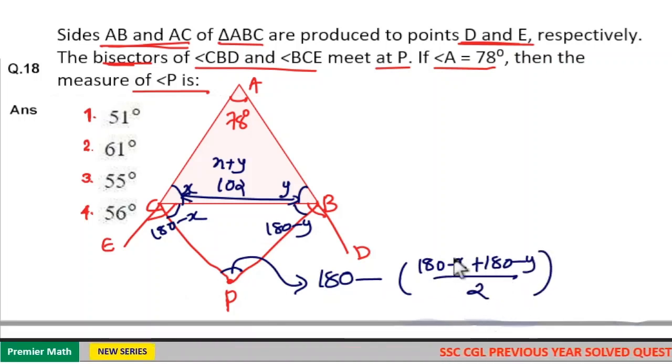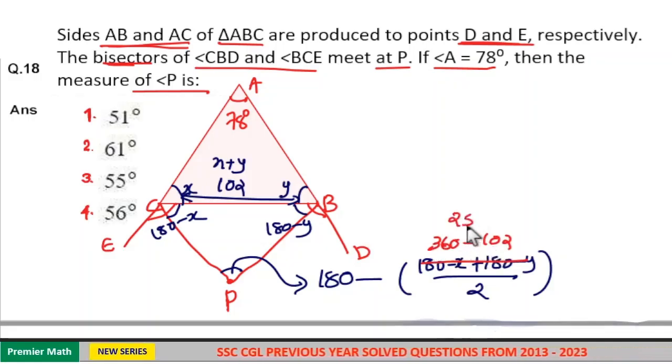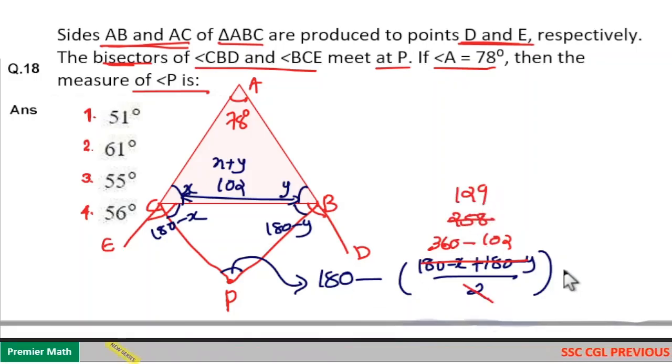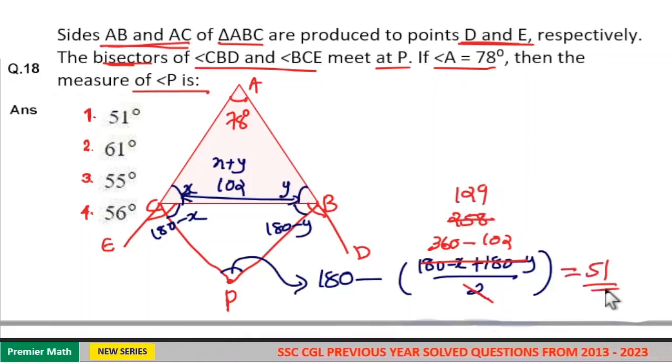This is equal to 360 minus x plus y, and x plus y is equal to 102. So 360 minus 102 is 258, and 258 by 2 is equal to 129. Then 180 minus 129 is equal to 51. So option 1 is your answer.